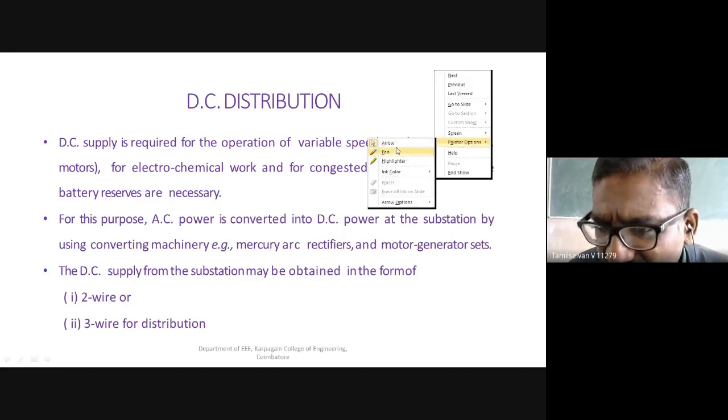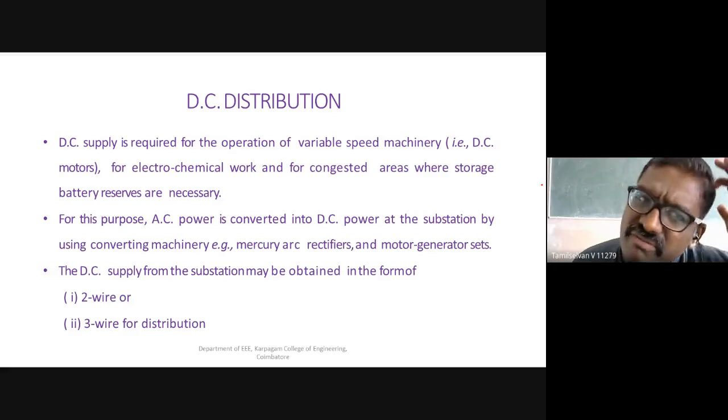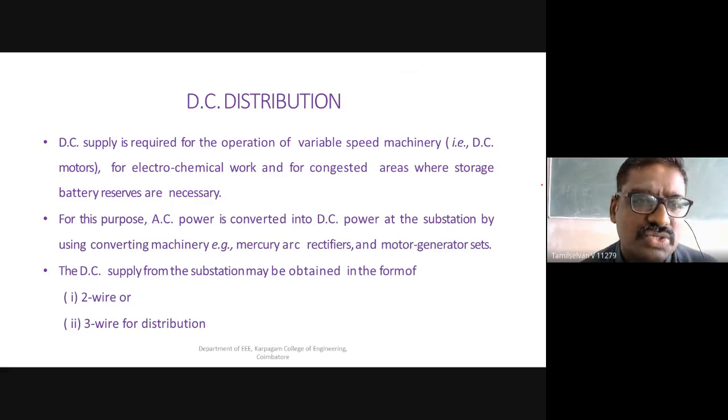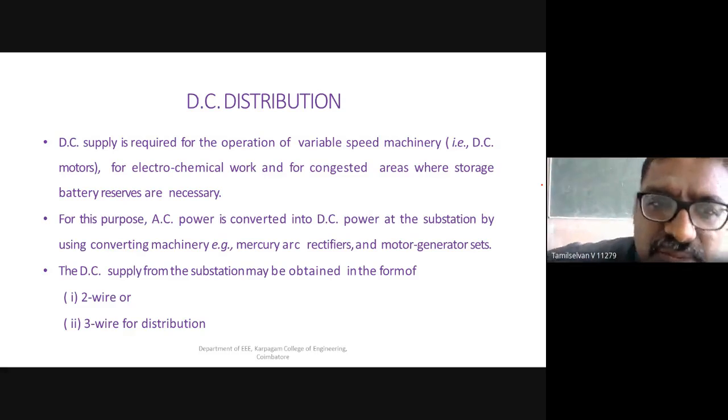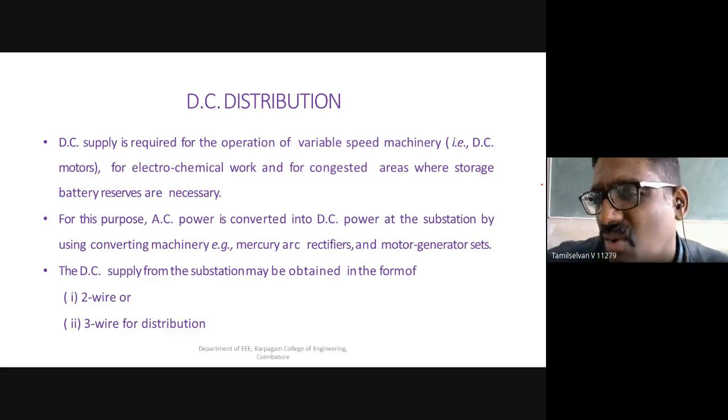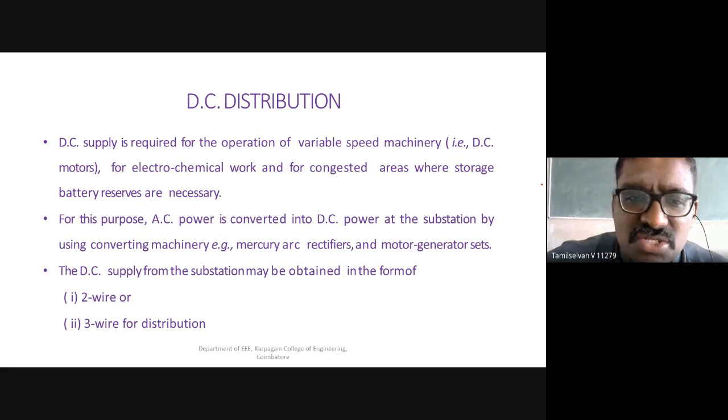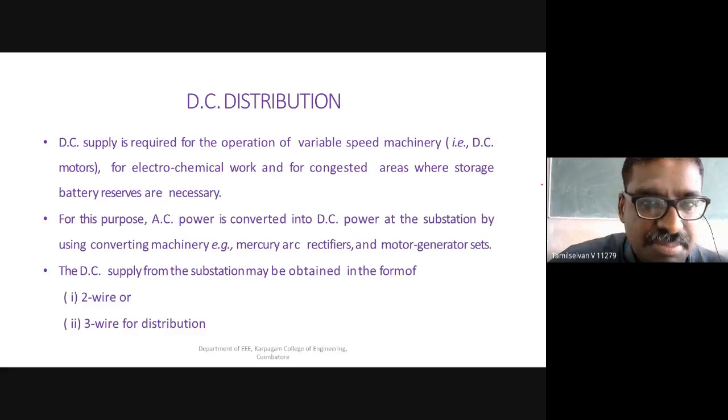We also need a DC distribution system for the consumer. In some applications where we need variable speed machinery, we use DC motors, for electrochemical work, or maybe in a congested area. To store the battery, we need a DC supply. So there we need a DC distribution system.